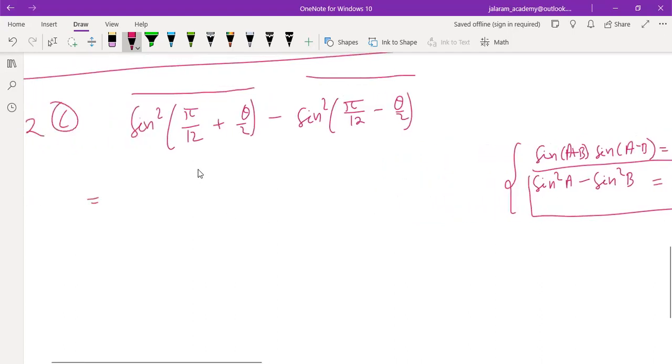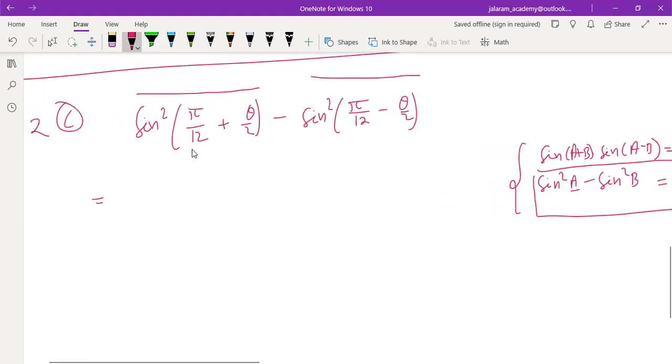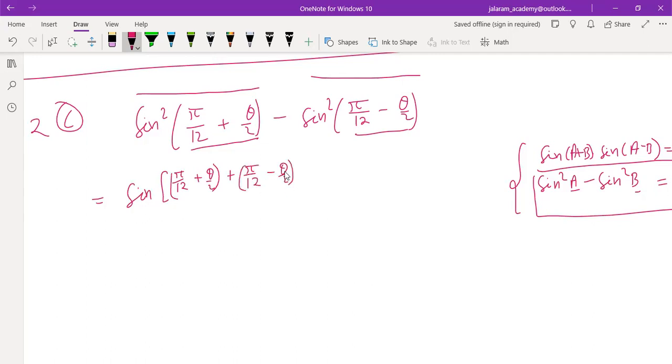Now compare it with the question. In this, in place of A, we have pi by 12 plus theta by 2. In place of B, we have pi by 12 minus theta by 2. So if we use sin A plus B into sin A minus B, the value of A is pi by 12 plus theta by 2, and the value of B is pi by 12 minus theta by 2. Okay. So it is sine.